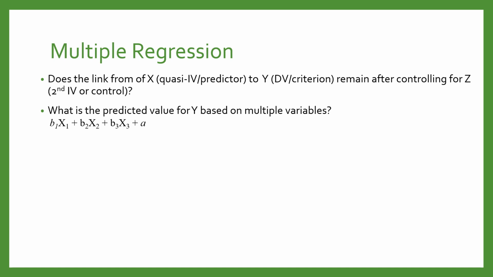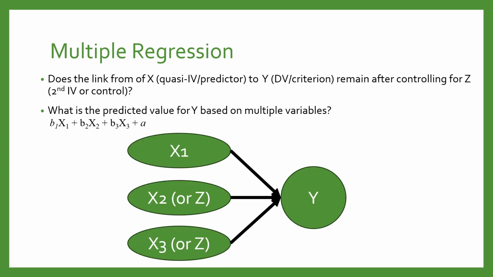If both variables, x and z, are significant predictors of y, you can make a regression equation with a beta coefficient for x, the predicted change in y for each 1 point increase in x, and a beta coefficient for z, the predicted change in y for each 1 point increase in z. And then the intercept, or the constant, would be the predicted value for y when x and z equal 0.